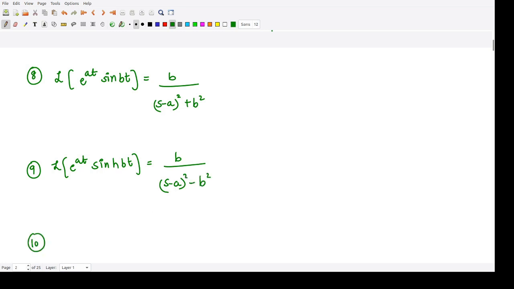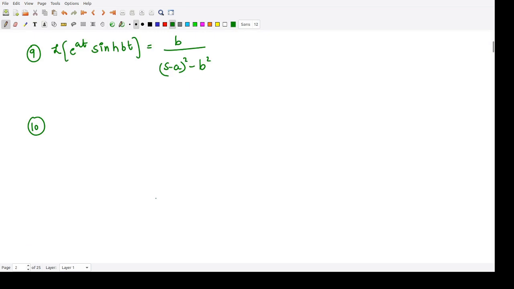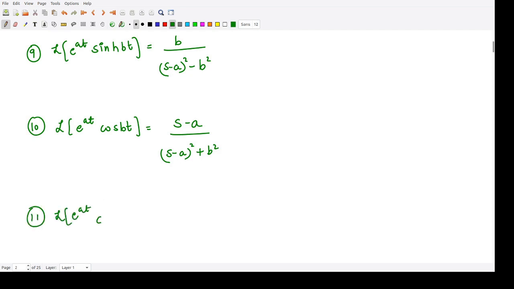And then the next formula, the Laplace transform of e to the power at cos bt, is equal to s minus a divided by s minus a whole square plus b square, and then the Laplace transform of e to the power at cos hyperbolic bt is equal to s minus a divided by s minus a whole square minus b square.